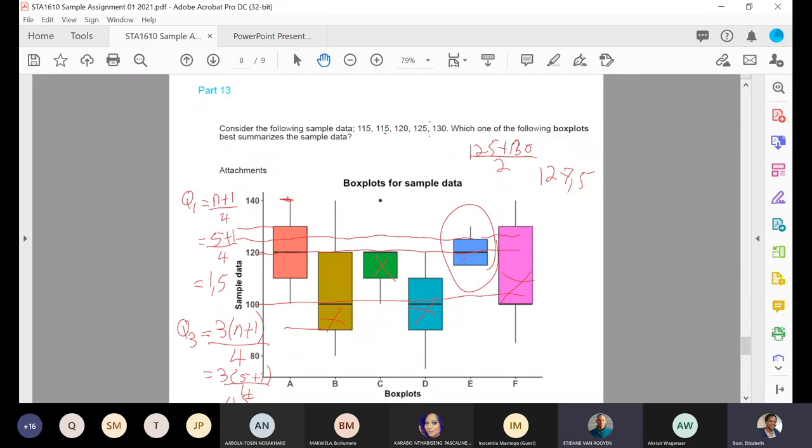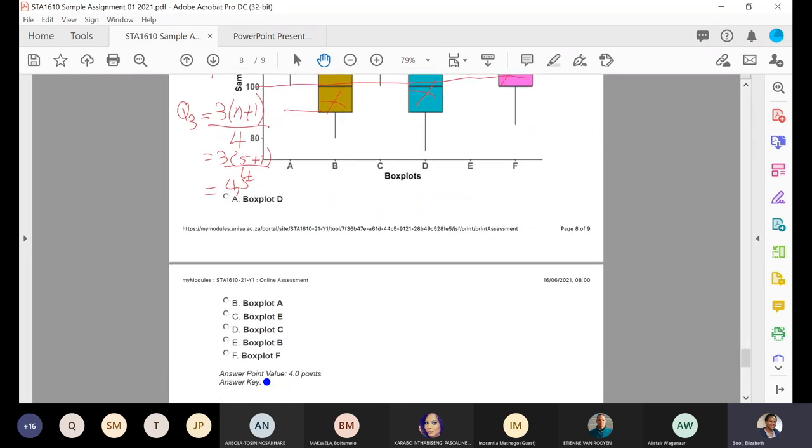I would pick the one on the left. Which one, A? A simplifies the values. So I will also go with A, because this looks odd, because it doesn't extend to 115. It doesn't have the whisker. So I'm going to assume that A is the correct one.